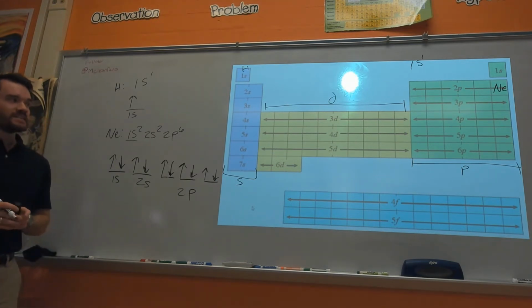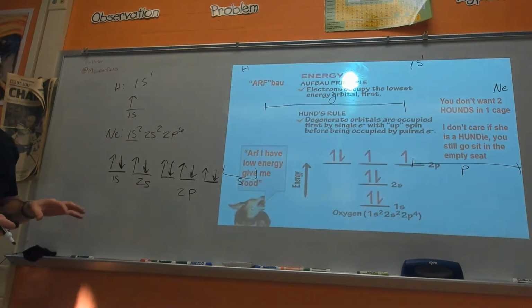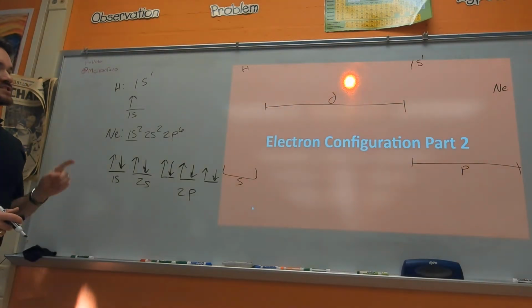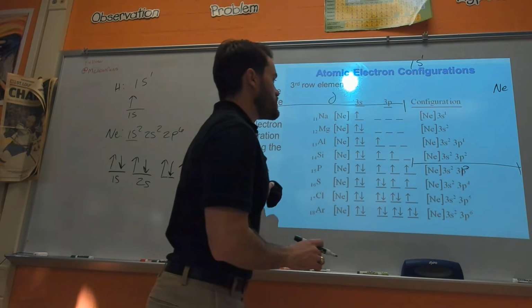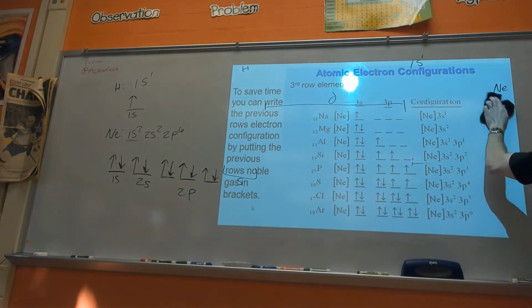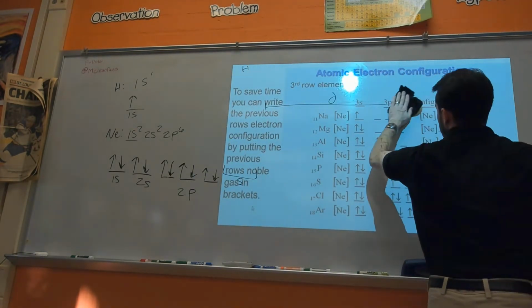Okay. That is reviewing the electron configuration. These are the two rules I went over, Aufbau and Hund's rule. So let's get into part two. Go and get your notes out. Basically, part two is just, all right, what do we do when we get to these bigger elements?